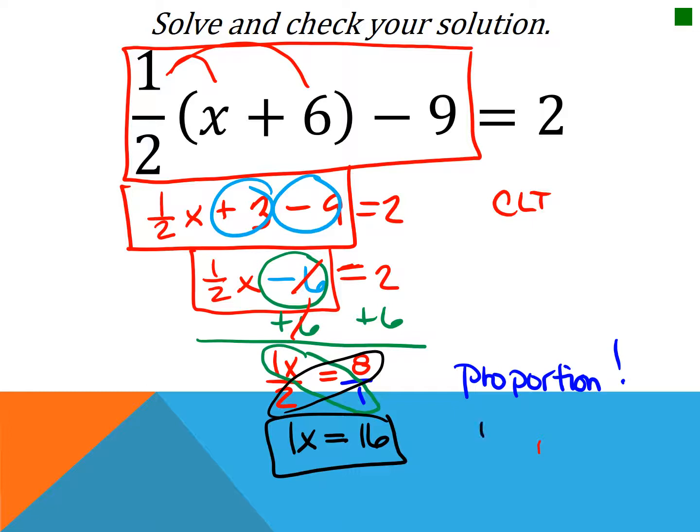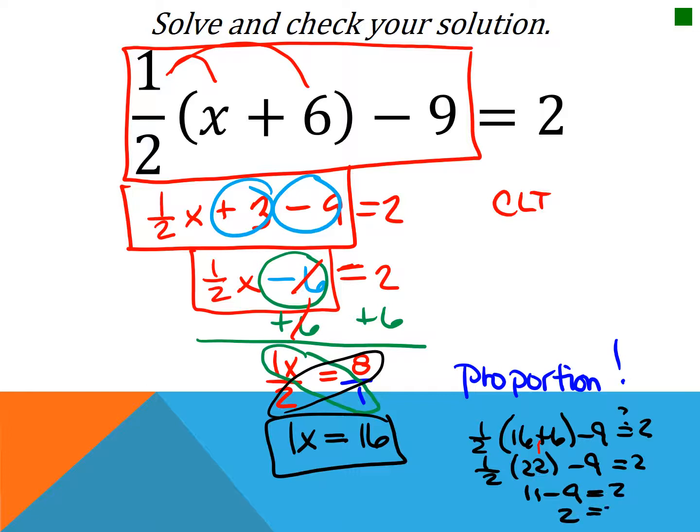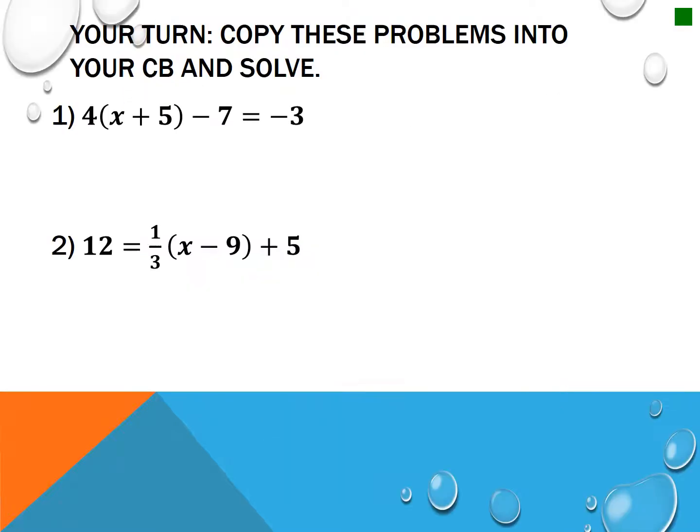And we could check it. Real quickly, I'll check it. 1/2 times 16 plus 6 minus 9. Does that equal 2? Does half of 22 minus 9 equal 2? Half of 22 is 11. Does 11 minus 9 equal 2? You betcha. That's my answer.